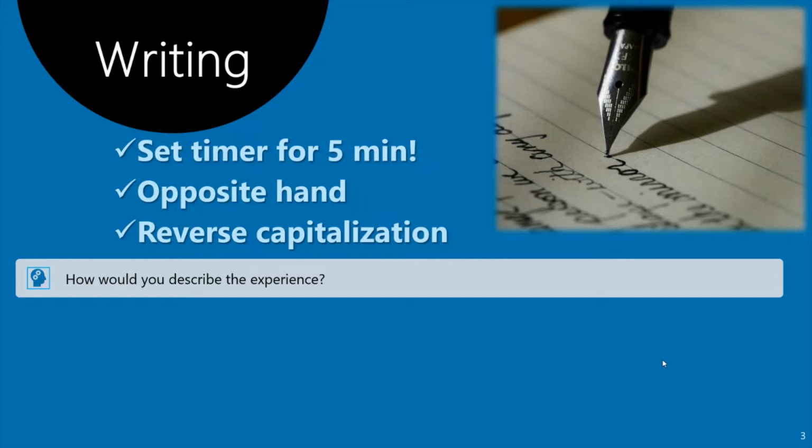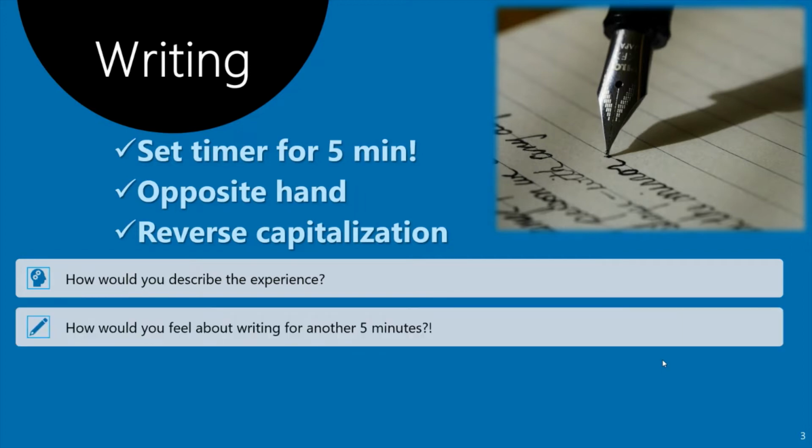How did you feel after 90 seconds? So after that first minute and a half, did you kind of giggle? Or did you start to get frustrated? Be honest, did you stop before the 5 minute timer went off? How would you feel about writing another 5 minutes? A lot of our writing prompts we give students are 10 minutes. So imagine how that would feel going 10 minutes longer.